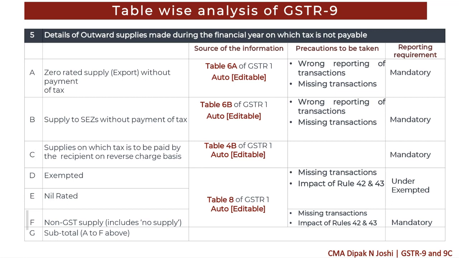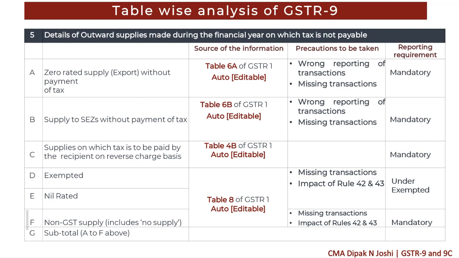But the important aspect which you should remember while providing information in table 5D, 5E and 5F is the impact of reversal of ITC under Rule 42 and Rule 43. Rule 42 and 43 provide for reversal of input tax credit to the extent of turnover made in exempted, nil rated and non-GST category.